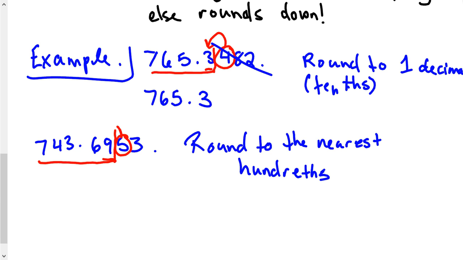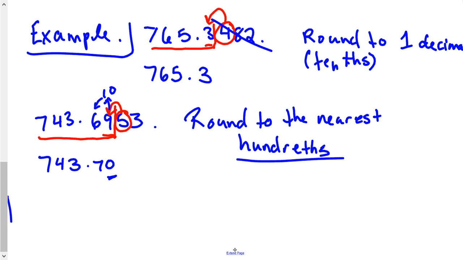Circle the target digit. 5 tells the 9 to move up. So then this becomes 7, 4, 3. And because 9 rounds up to 10, the 6 gets that 1. So it becomes 0.70. And you have to keep this 0 in order to know that you rounded to the nearest hundredth. You won't get full marks otherwise.